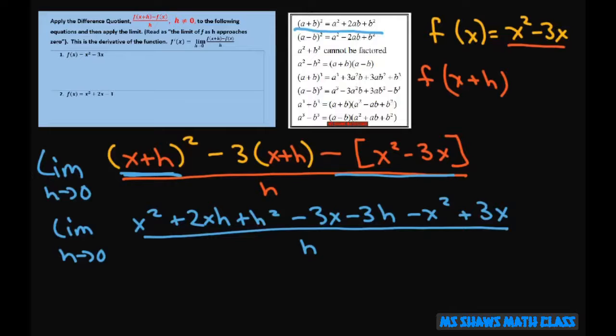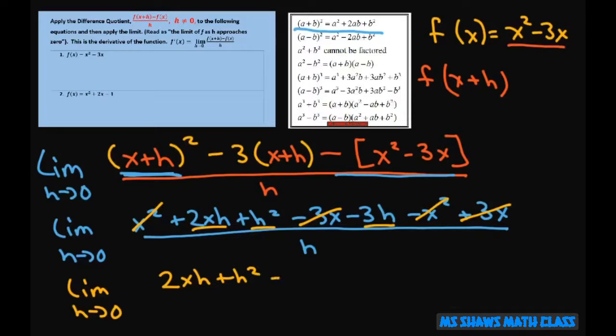Now, the rule of thumb is when you do this, everything should cancel out except if it has an h in it. If it doesn't, you did something wrong. So here's the h variables. Everything else should cancel out. So the x squareds cancel out and the 3x's cancel out. And we're left with the limit as h approaches 0 of 2xh plus h squared minus 3h divided by h.